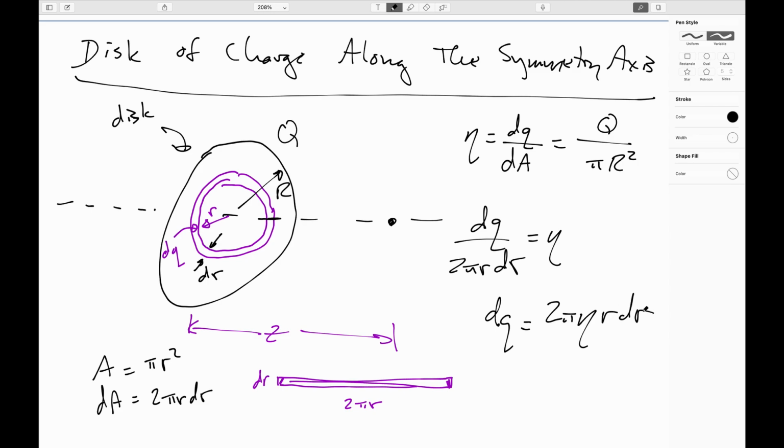Okay, so we've got our expression for dq, and now the whole trick is that this ring here is giving me a differential contribution to the electric field pointing this way. And every single ring, because we're on the symmetry center, and we've already figured out that you'll either point straight toward or away from a ring, we know that all our dEs are going to be pointing the same way, and so they're just going to pile up, and we get that our total E is going to point the same way. So we can go ahead and start setting up the integral.